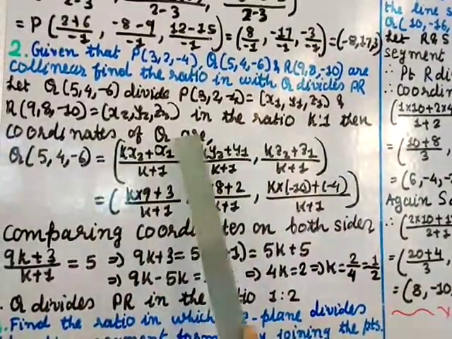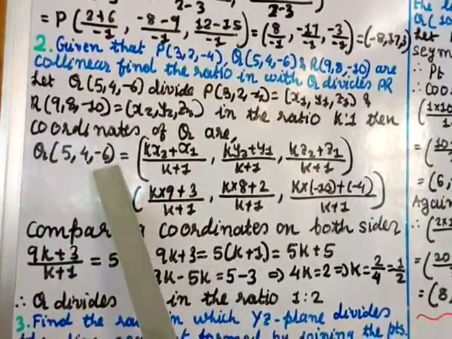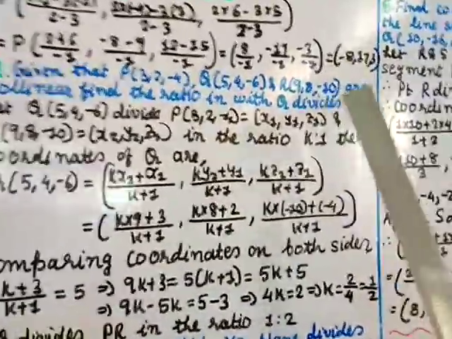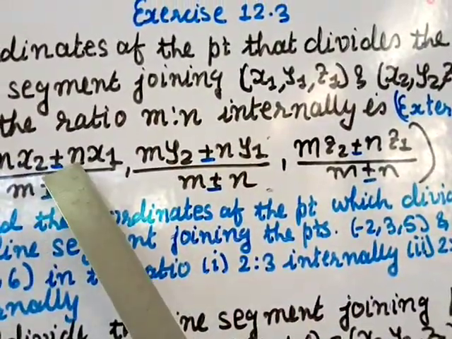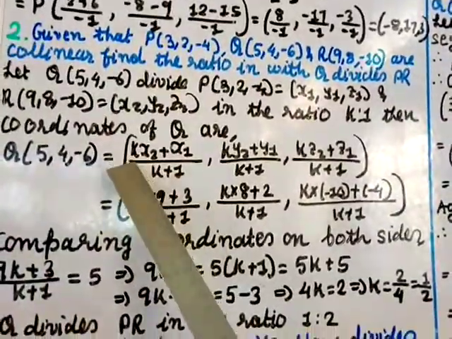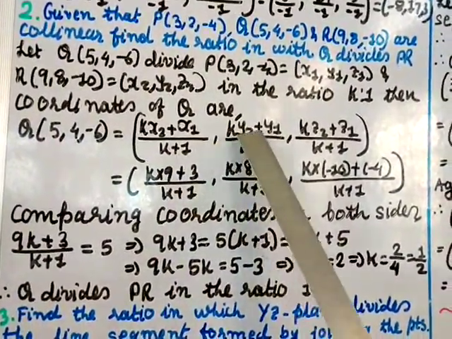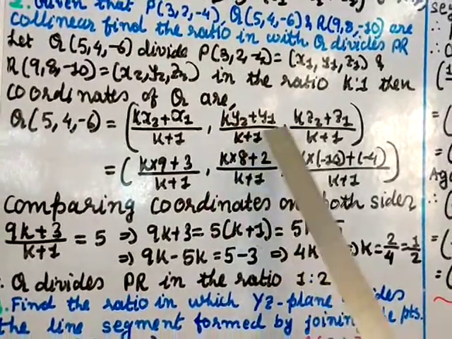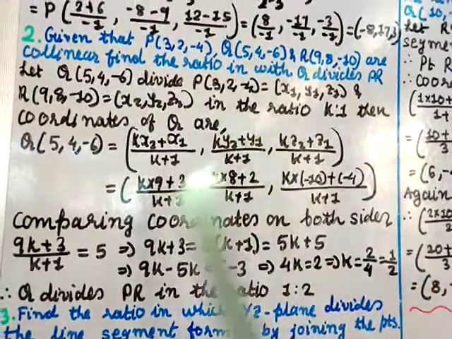Then the coordinates of Q are, okay, so first I'll write the coordinates of Q, (5, 4, -6). And instead of the section formula, if you place k instead of m and 1 instead of n, then the value you get is (kx2 + x1) divided by (k + 1), (ky2 + y1) divided by (k + 1), (kz2 + z1) divided by (k + 1). Okay, so let us place all the values.